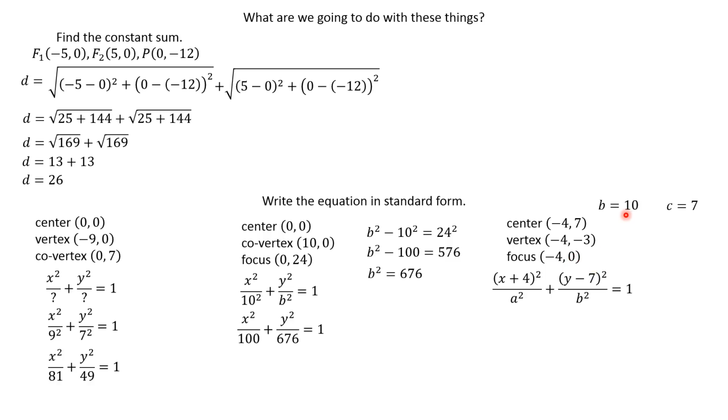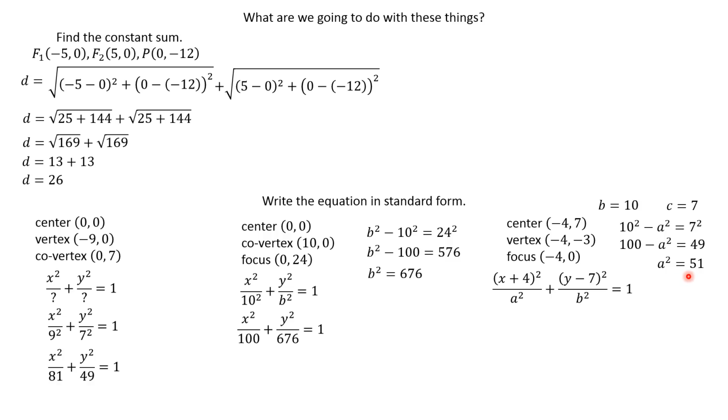So from here, we can use the same equation, and the b is the vertex, so we'll have 10 squared minus a squared equals 7 squared, because 10 is going to be the bigger of the two numbers. That's where this is important. And then we can square these guys. 100 minus a squared equals 49. Subtract 100 to get negative a squared equals negative 51, or a squared equals positive 51.